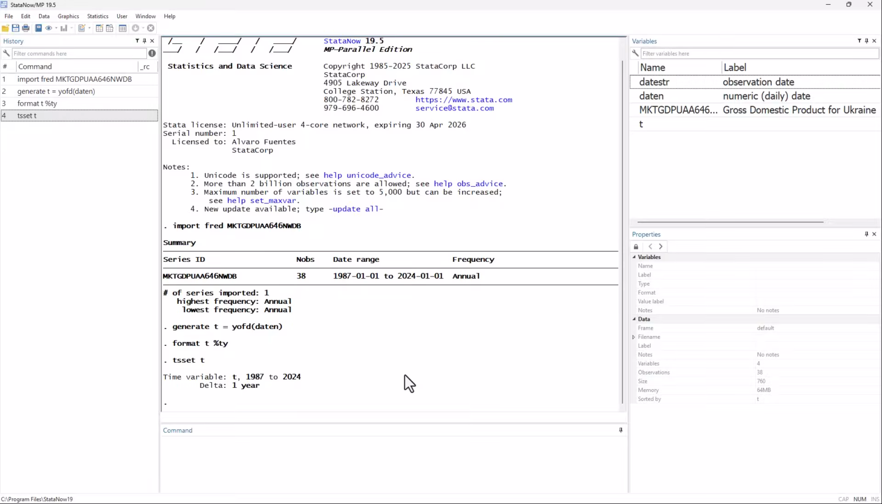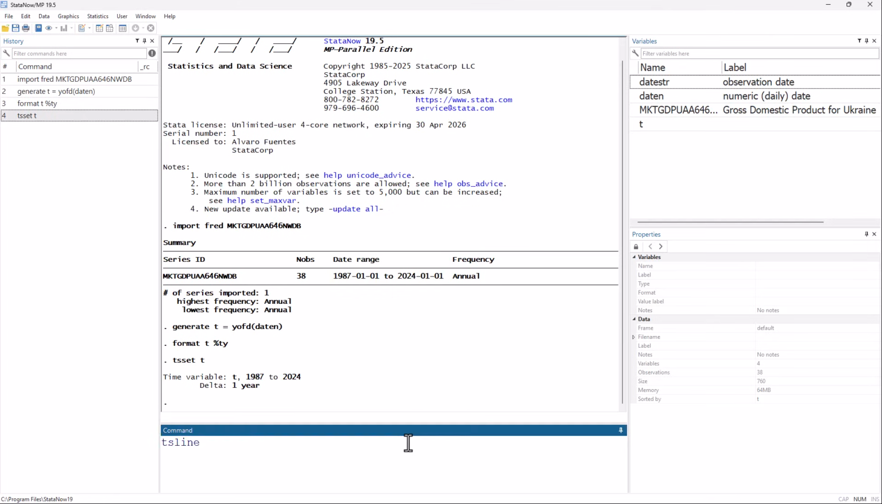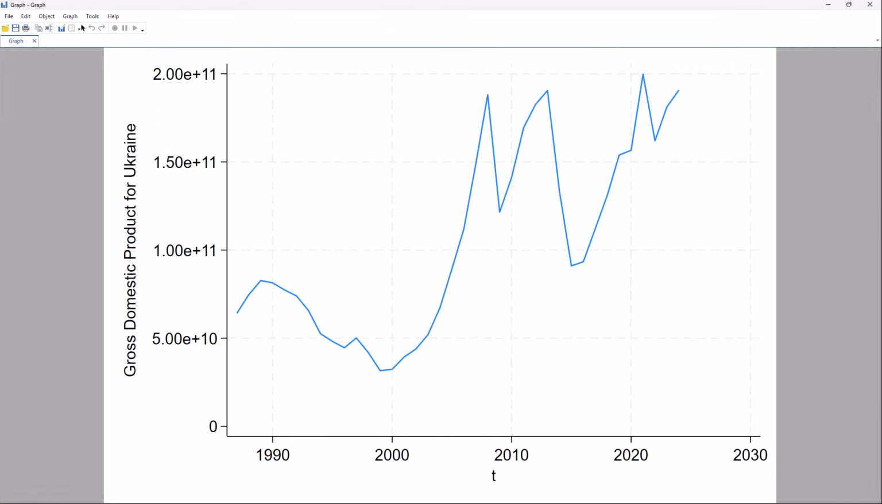Okay, so let's look at an example in Stata. Here we have downloaded the annual series of the Gross Domestic Product, or GDP, of Ukraine, which is available from 1987 to 2024 on the repository of the Federal Reserve of St. Louis. And the series looks like this. The upward trend we see on the plot is expected, because a country is usually able to produce more and more as technology advances and the population grows.